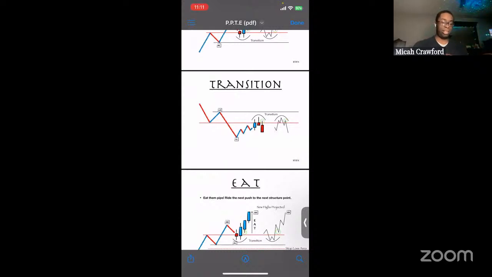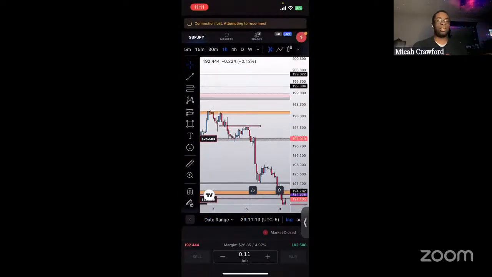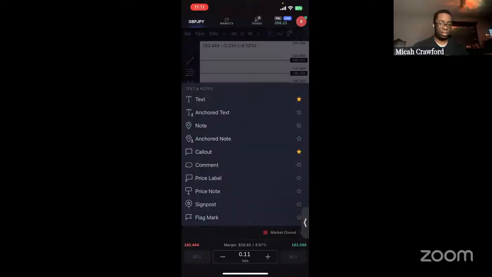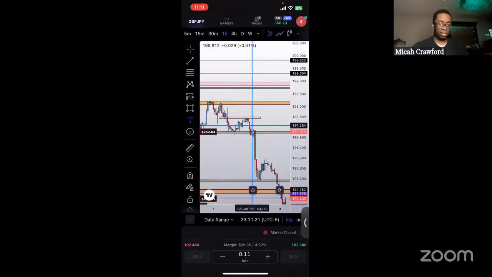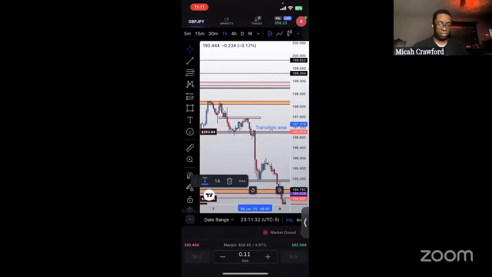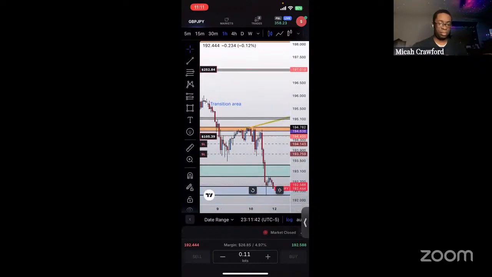And you see that same transition on the chart. This is the transition area. Another transition area. Another transition area.